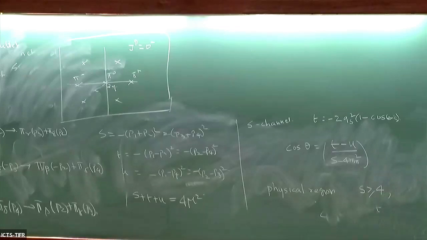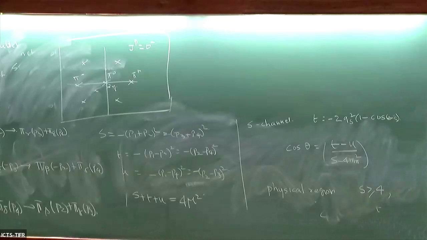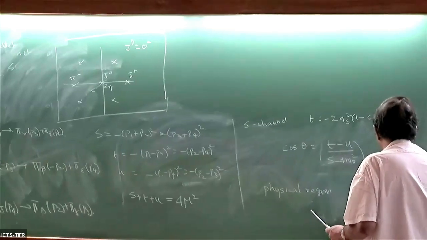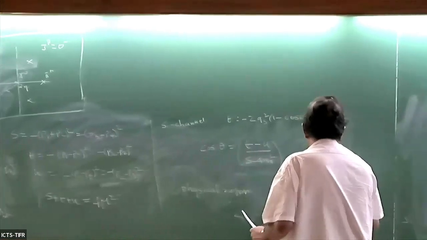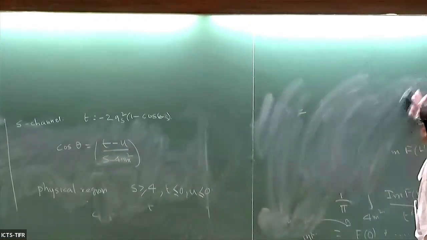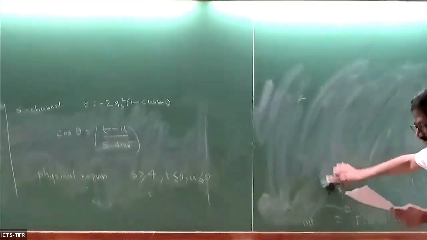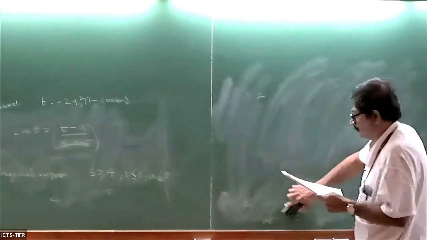I mean, even if the momentum is 0 between the two particles, you have m squared plus m squared, which, m plus m whole squared, is 4m squared, right? So S is greater than 4, and T is less than or equal to 0, and U is less than or equal to 0. This is all just kinematics so far. I have not even introduced the scattering amplitude. So that's a crucial thing. We have to introduce the scattering amplitude.